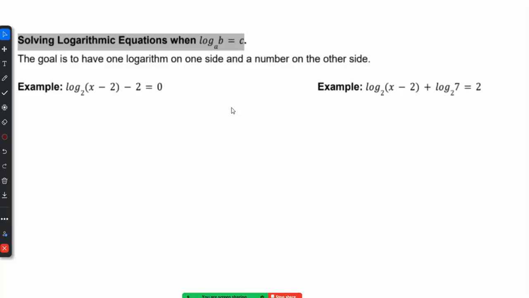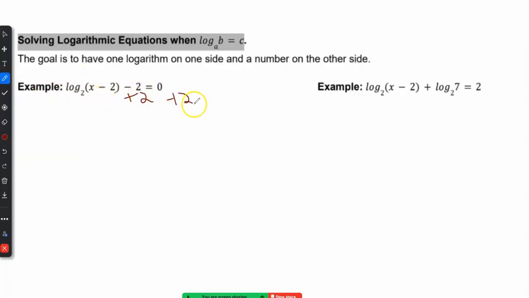So this is the last portion of our notes. When we see something set up where we can have log equals a number, that's our goal. Our goal is to get it to log equals a number, and then we can change it to exponential form. If I look at what I have here, I don't have log equals a number yet.